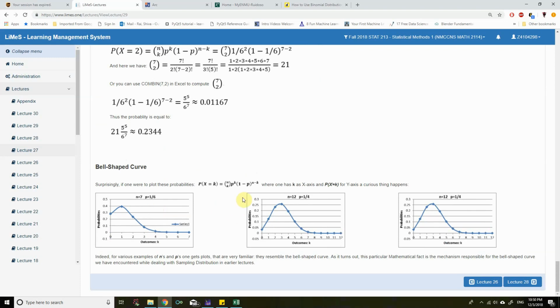Now let us suppose there is a case where the total number of trials is n equals 12, and the probability of success is 1/4. Then we might get this kind of distribution, and similarly we can get this kind of distribution for n equals 12 and p equals 1/4. So all of these cases boil down to a left skewed distribution.